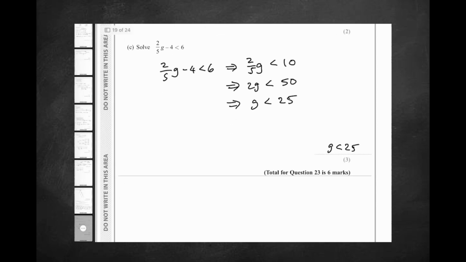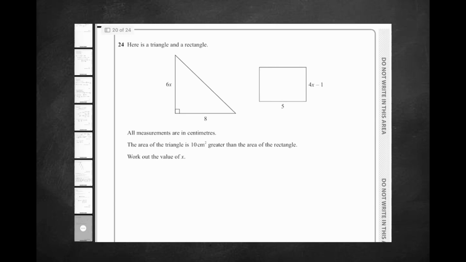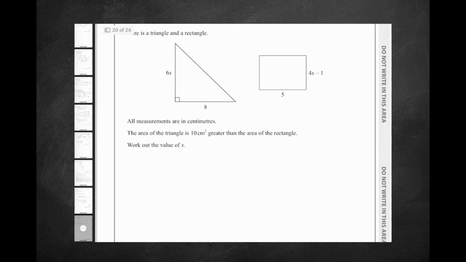Moving on. Question 24. Here is a triangle and a rectangle. All measurements are in centimetres. The area of the triangle is 10 centimetres squared greater than the area of the rectangle. Work out the value of x.